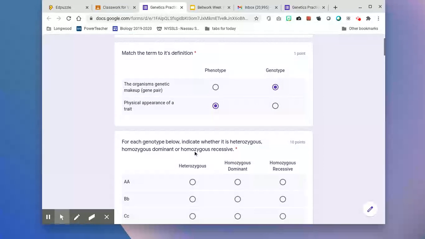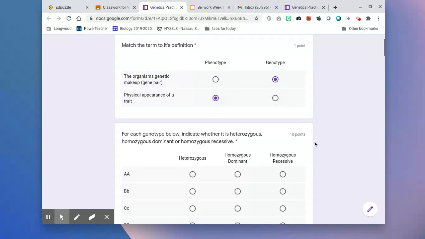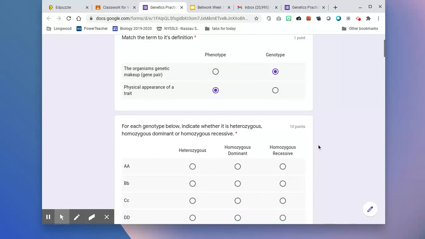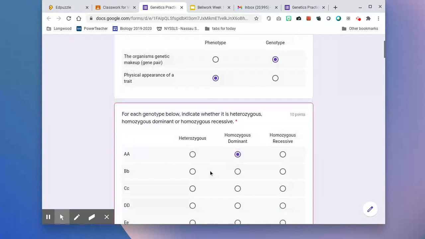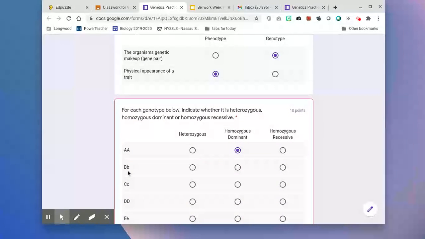All right. So it says for each genotype below, indicate whether it's heterozygous, homozygous dominant, or homozygous recessive. Okay? All right. So capital A, that is two dominant genes. So they are the same. I'm going to click on homozygous dominant, two capital, and they're the same. The next one says capital B, lowercase b. These are two different. This is considered a hybrid or heterozygous because it contains one capital, one lowercase, one dominant, one recessive.